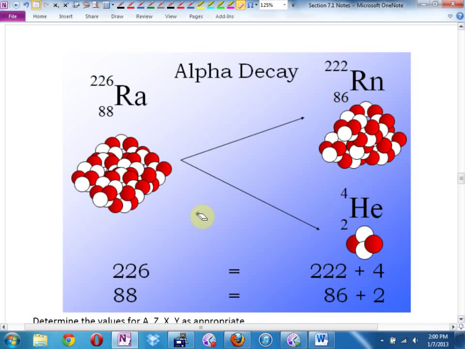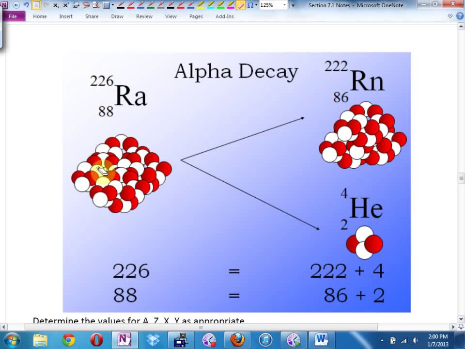Here's an example. Radium. What element number is radium? What's its atomic number? It's right in front of you. You can see it in the chart. 88. How many protons does it have? Too slow. What's its atomic number? 88. How many protons does it have? 88. This radium has an atomic mass of 226.